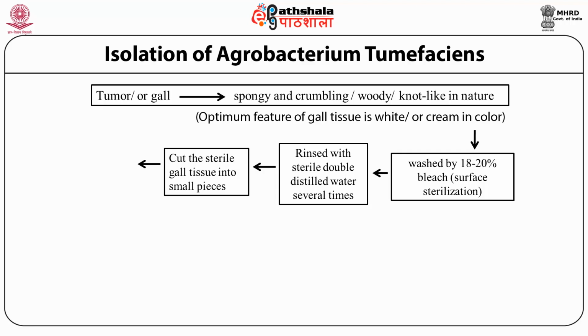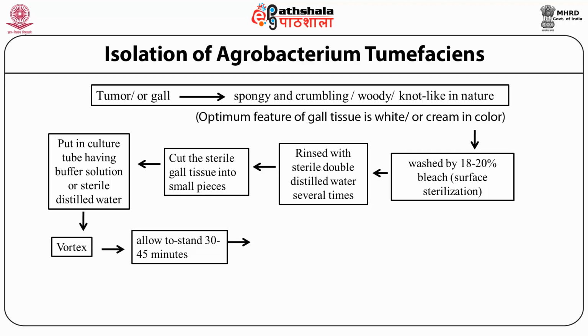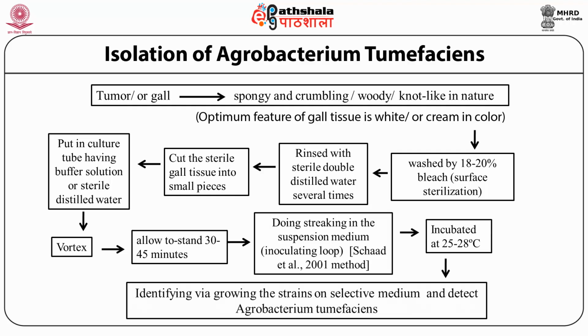Such small pieces are put into a buffer solution or sterile distilled water and vortexed for 30 to 45 minutes, and then streaked on the medium with the help of an inoculating loop. The medium is incubated, then the selective strain is identified and the bacterium is detected.